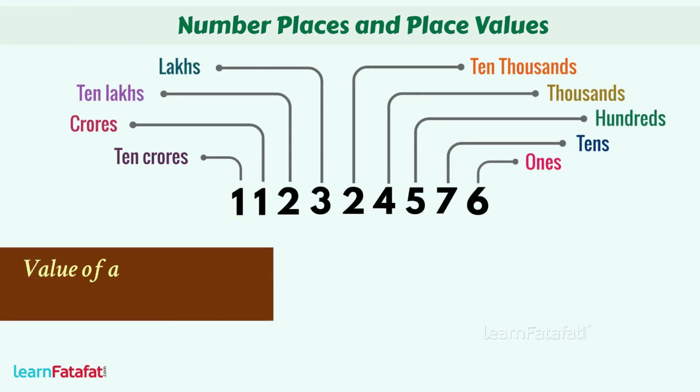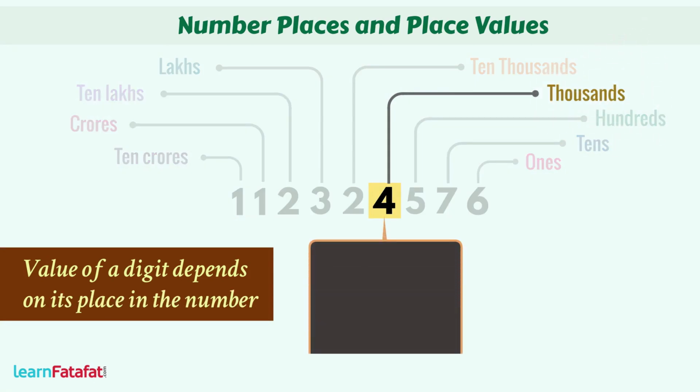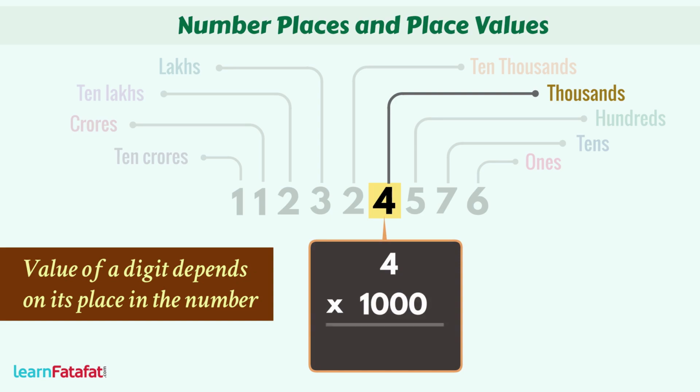The value of a digit depends on its place or position in the number, which is calculated by the digit multiplied by the value of that place.